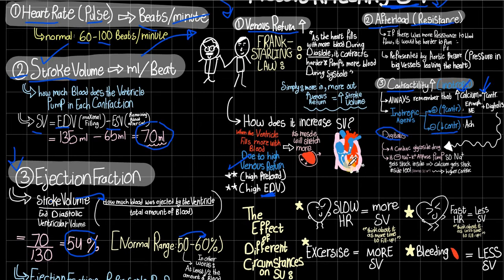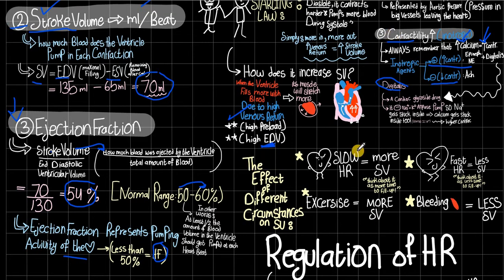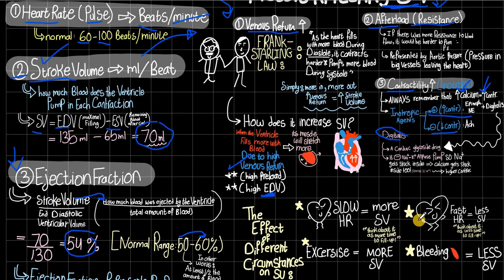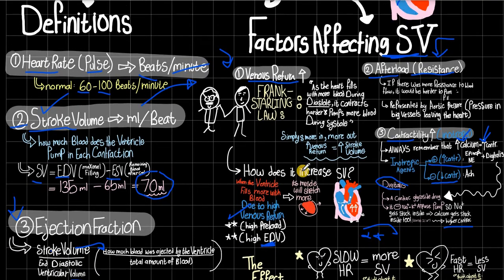What digitalis does is that it increases the stroke volume by increasing the contractility, based on the fact that higher calcium equals higher contractility. So it inhibits the sodium-potassium ATPase pump, leaving sodium stuck inside, and therefore leaving calcium stuck inside. So intracellular calcium levels are going to increase. Higher calcium equals higher contraction equals higher contractility of the heart, yielding a higher stroke volume. So these are the three factors that lead to a higher stroke volume.